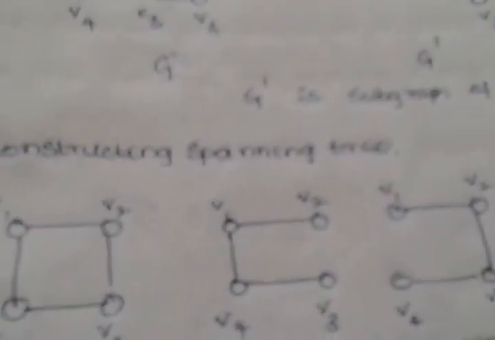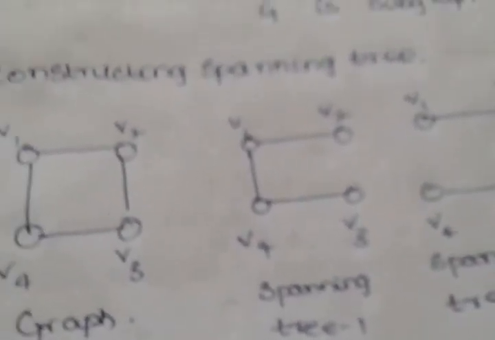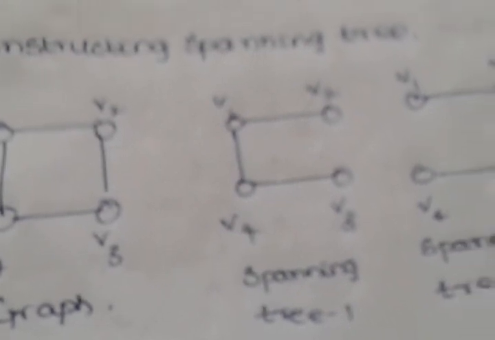Then coming to the next one, constructing a spanning tree. How to construct the spanning tree? So what is meant by a spanning tree? In order to understand this, we need to have a basic understanding of a tree. So what is the difference between a graph and a tree? A graph without cycles is called a tree.